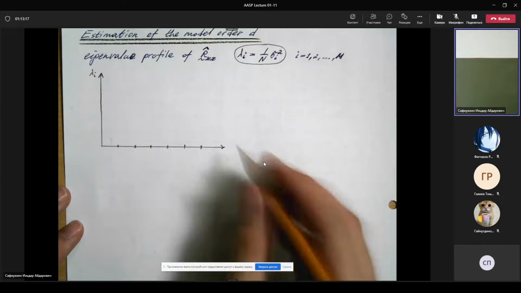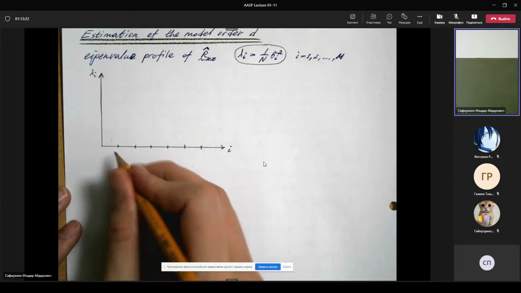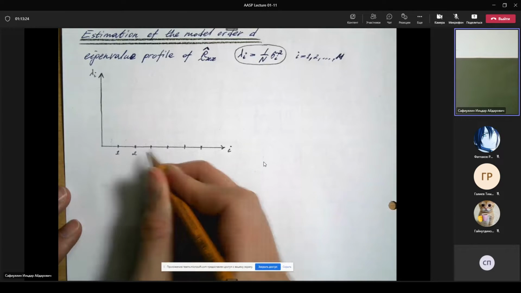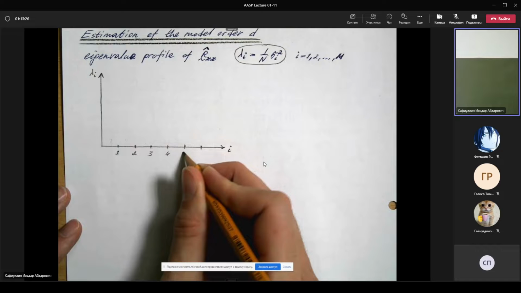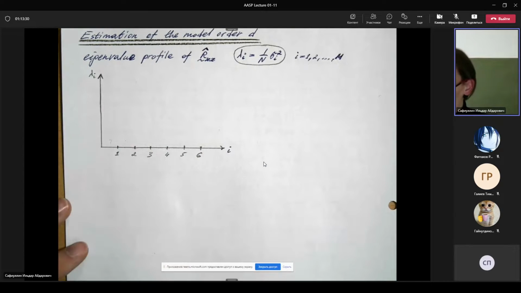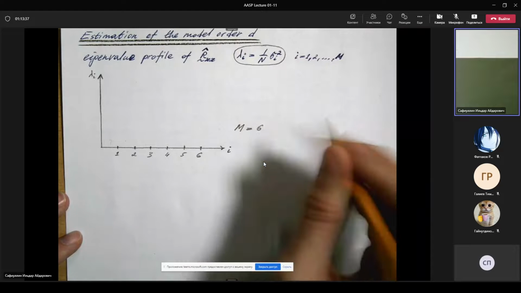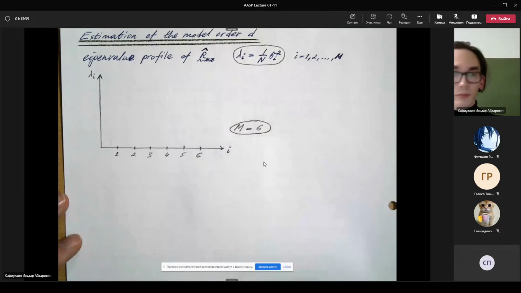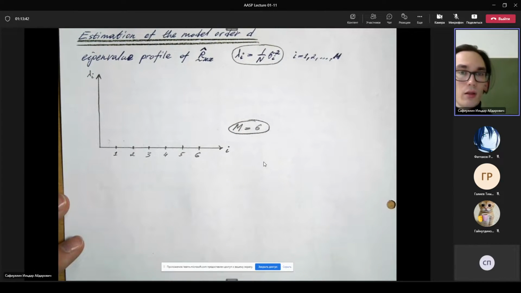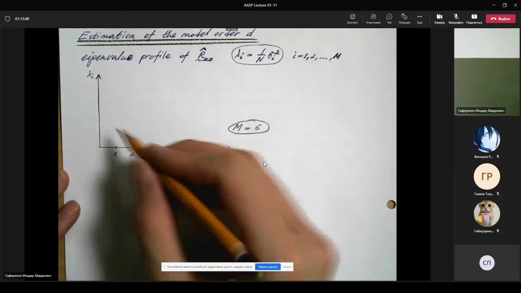So here we have I, 1, 2, 3, 4, 5, and 6. And we assume these values up to 6 because, let's say, m is equal to 6 here for this example. And usually this eigenvalue profile looks like this one.